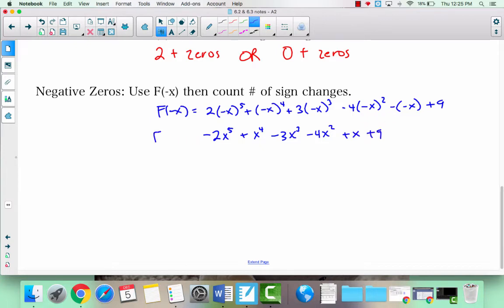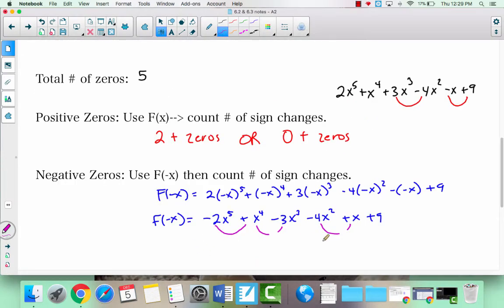So now when we look for our sign changes, we're going to be looking for, again, from positives to negatives. That means we have one change here, we have another change here, we have a third change here. What this says is that we could have 3 negative zeros, or we always subtract 2. 3 minus 2 is 1. So we could have 3 negative zeros, or we could have 1 negative zero. So right now we have 4 different options: 2 positives or 0 positives, 3 negatives or 1 negative.